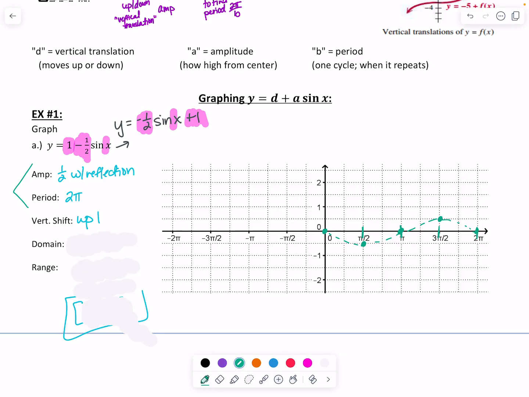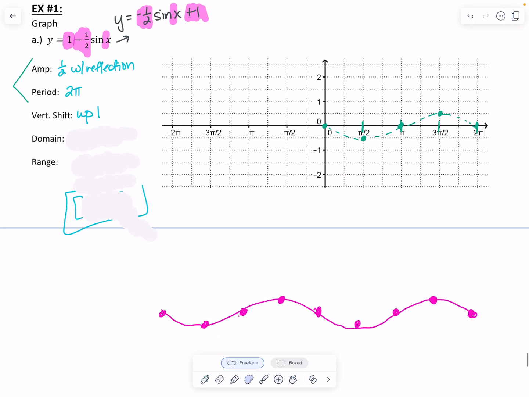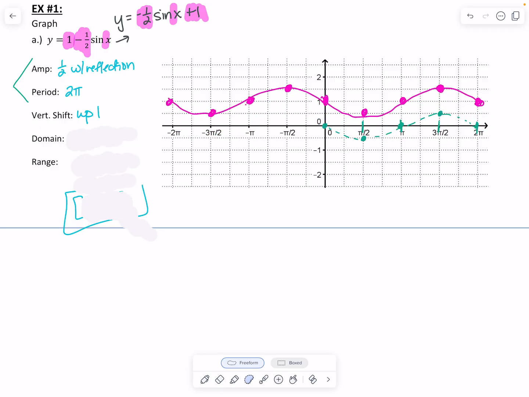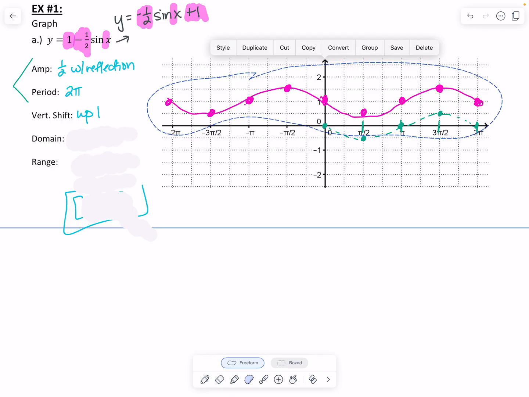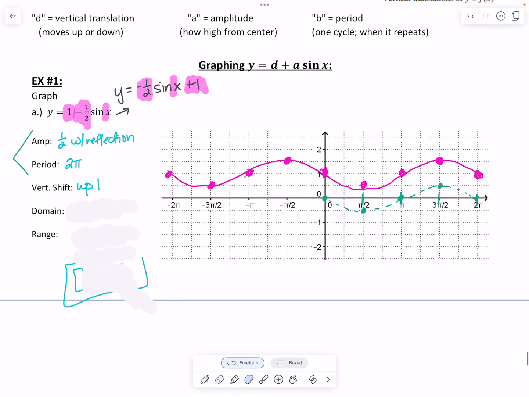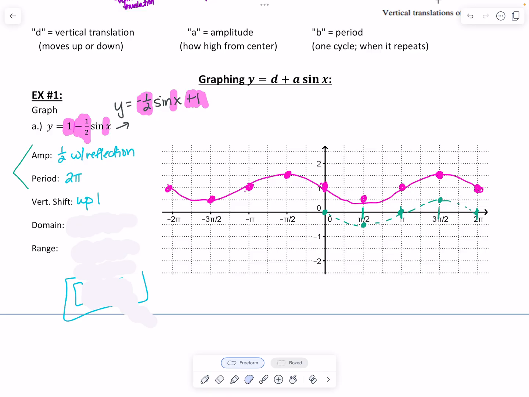Now I can continue that going backwards all the way to negative 2 pi. But remember, we still have a vertical shift. We need to take all of these points and we need to shift it up 1 unit, right? So you can copy each of those points and shift those up. I've kind of done this before where I'm going to take my graph and I'm going to shift it up from here 1 unit. So if I'm going from negative 2 pi to positive 2 pi, my final graph would look something like this.